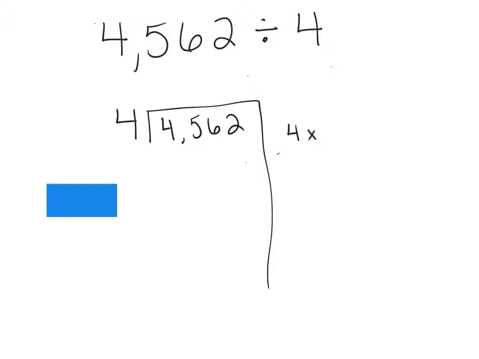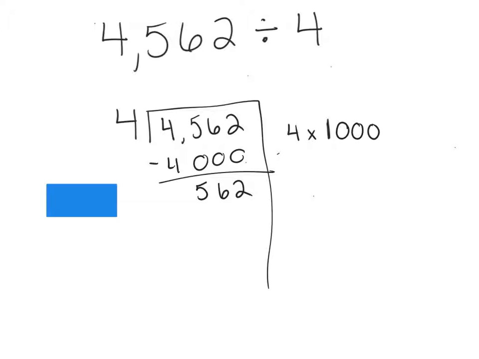And they'll be like, oh, so 4 goes into 4 times 1. But this isn't just a 4, this is 4,000. So then they'll think, oh, I need to do 4 times 1,000. And then they'll come and they'll subtract it. Okay, so I already grouped 4,000 people. I made 1,000 groups of 4, which is 4,000. And they'll subtract and say, okay, that's 562.